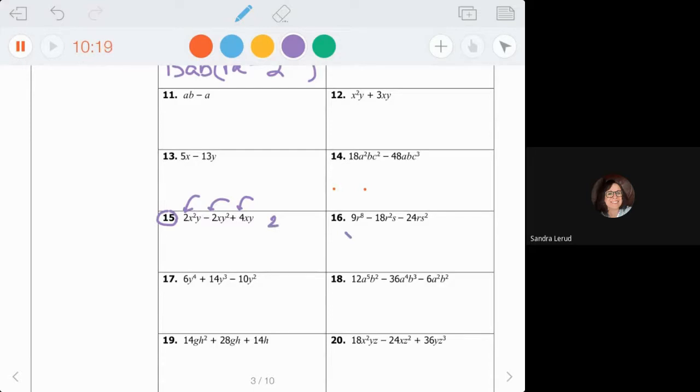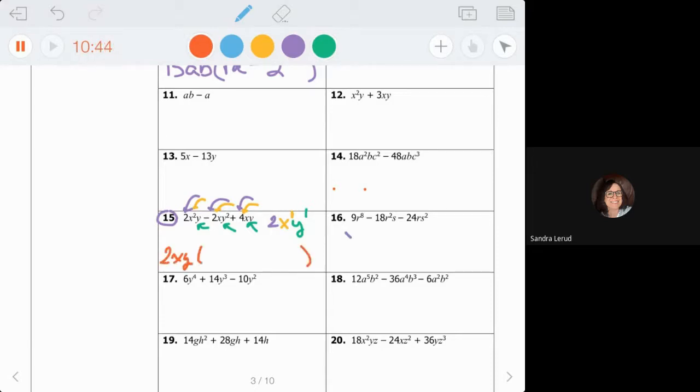Then I'll go look at the x's. Does this term have some? Yes, it has 2 of them. Yes, 1 of them. Yes, 1 of them. The smallest number I said is how many I can take out of all of them. This has a y to the first, y to the second, y to the first. I can take out a y to the first. So my GCF is a 2, x to the first, y to the first.